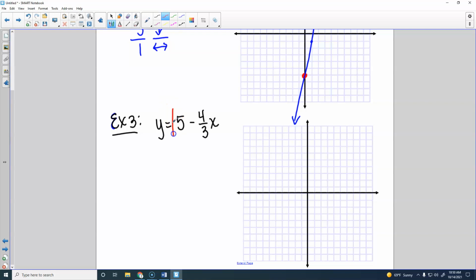It is 5. Very good. It is the number that's by itself. That's a little tricky because usually it's not our first number. It hasn't been so far, right? But it's the one that does not have the x with it. You don't take that negative. It's a positive 5. So we go up 1, 2, 3, 4, 5. On the y-axis, we would put a dot.